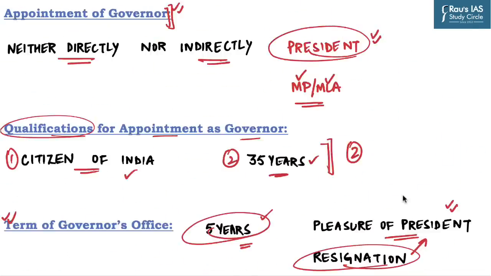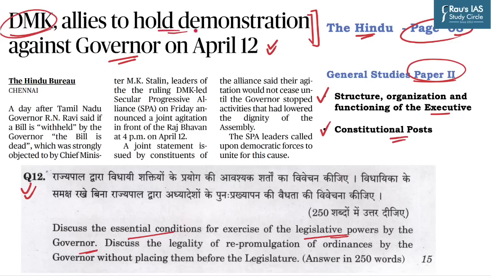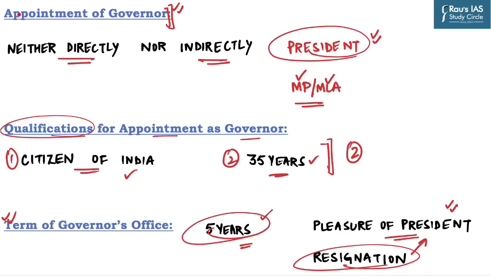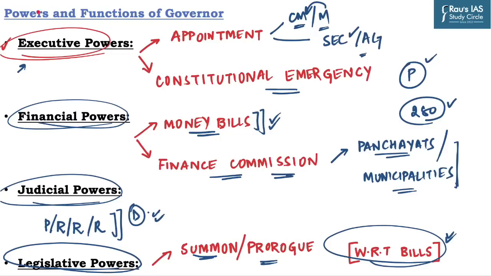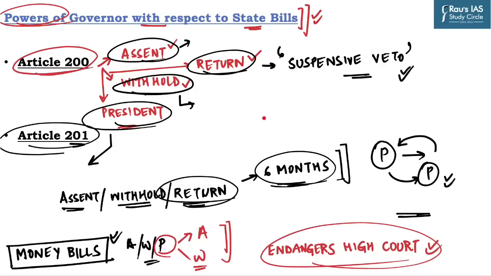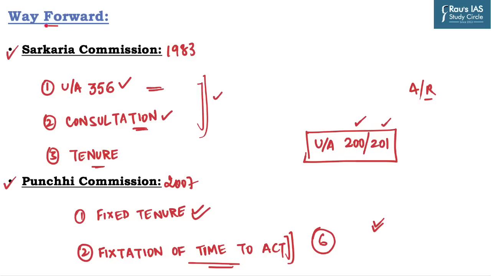Now we will go for a quick recap. Firstly, we have discussed the context and its relevance for the exam. We have discussed the constitutional provisions related to governor, the appointment, qualification, the term of office, the powers and functions of governor, the issues associated with the office of governor, the powers with respect to state bills, and finally the recommendations, and the way forward by including the recommendations from Sarkaria Commission and Punchhi Commission.